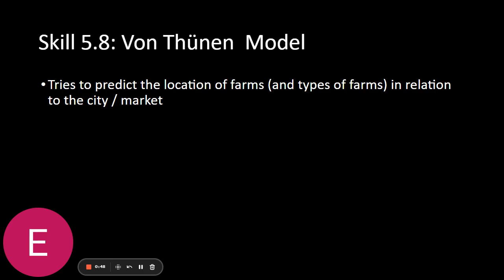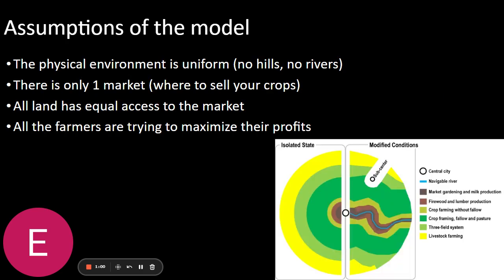In this skill, we're going to try to predict the location of farms and types of farms in relation to the city. So basically, how close you are to the city or how far away you are from the city will determine what you use your land for. That makes sense.